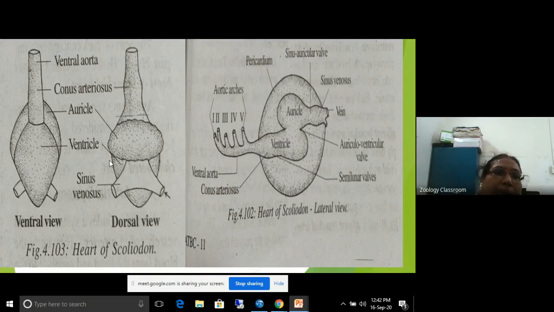These are the dorsal and ventral views. This is the sinus venosus, with the cardinal veins on two sides, and the hepatic sinus also forms the sinus venosus, which opens into the auricle, auricle to conus, conus to ventral aorta. This is the ventral view: ventricle, auricle, conus, and ventral aorta.